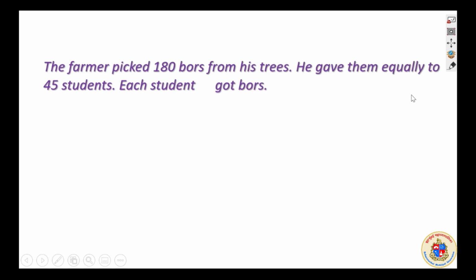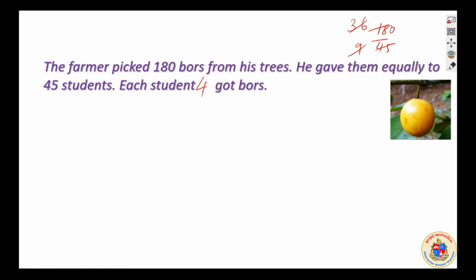The farmer picked 180 boars from his trees, a fruit called boar. He gave them equally to 45 students. 180 boars to 45 students. Each student got dash boars. How many will each get? 45 students, 180 boars. 180 divided by 45. 9 5s are 45, or 3 5s are 15 plus 36, and each one will be getting 4. Correct?